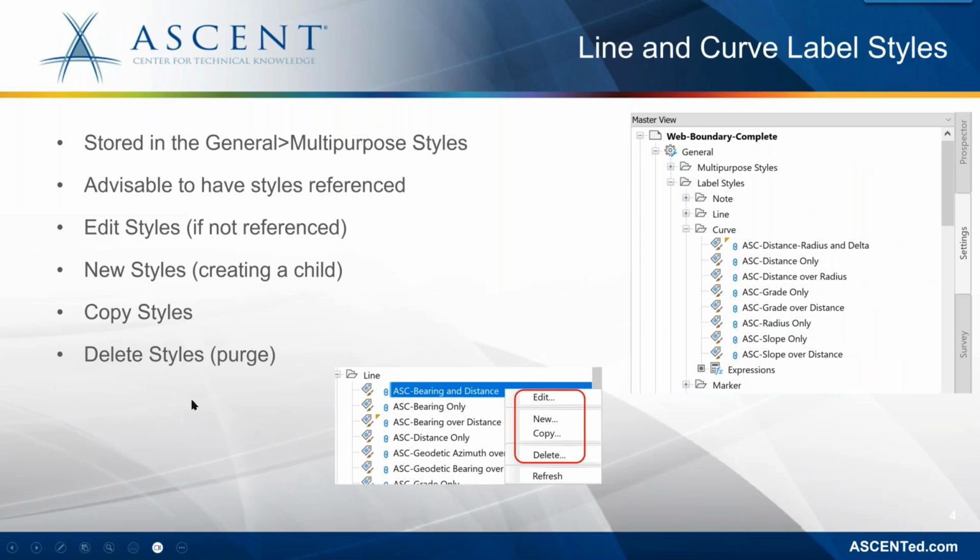So as I said, there's a difference between lines and curves for general purposes and lines and curves for parcels. We'll start off with the line and curve labels, and they are all grouped on the settings tab of the tool space. The line and curve labels are at the very top under General, for multi-purpose styles. In that we have a category for line and a category for curves. You may note that there's no category here for tables. The tables are handled under parcels.